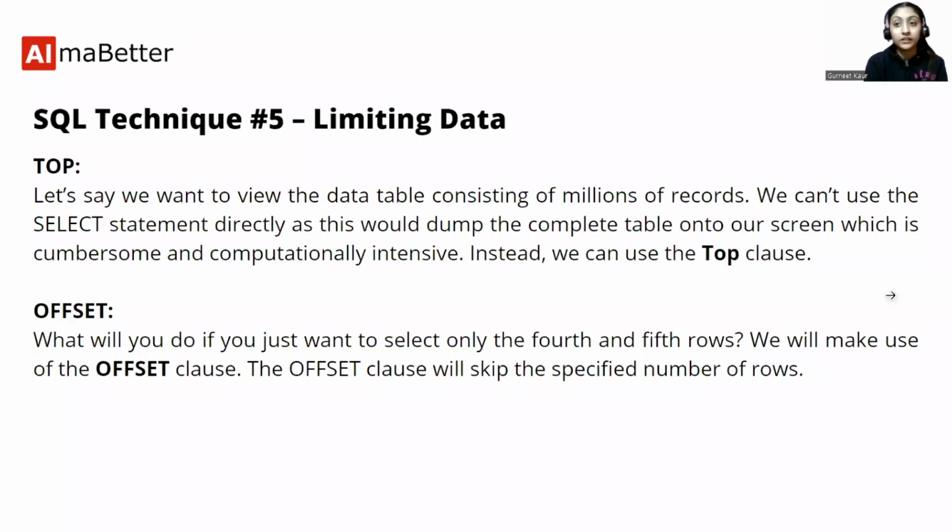Coming to our fifth technique, which is limiting data. Now considering that you have a data set consisting of millions of records and you want to retrieve a certain set of records, you can perform that using two functions. First, top, which is used to retrieve a certain set of records in a data set, while offset on the other hand is used to eliminate a certain set of records in a data set. Now we'll understand this more clearly using an example in SQL.